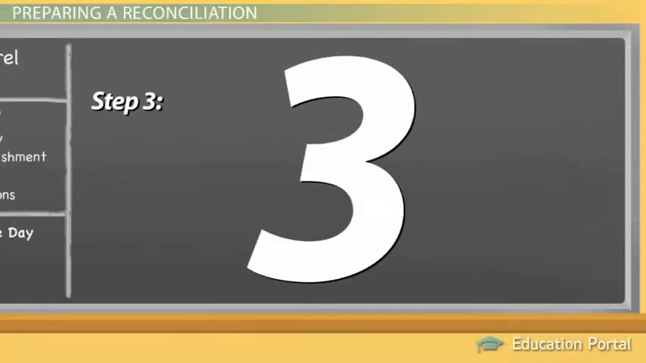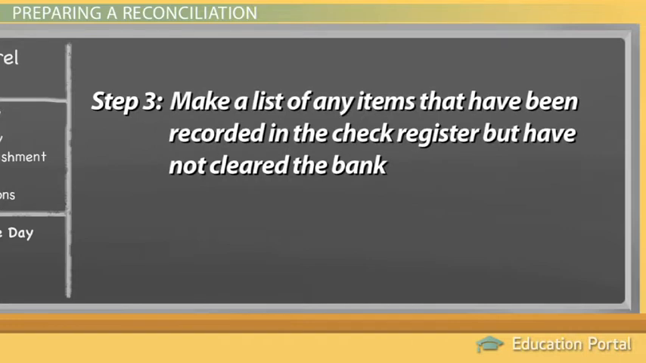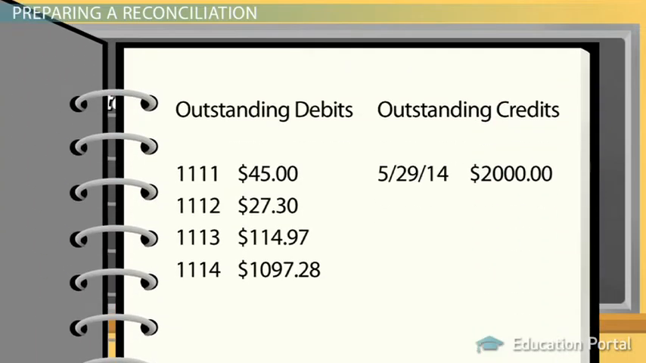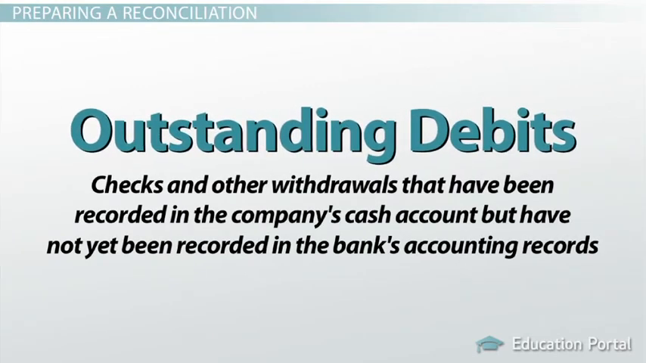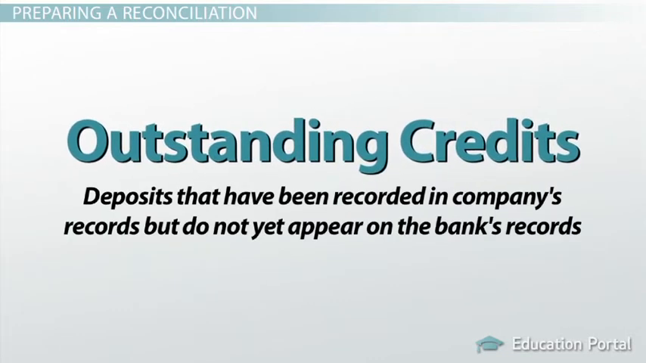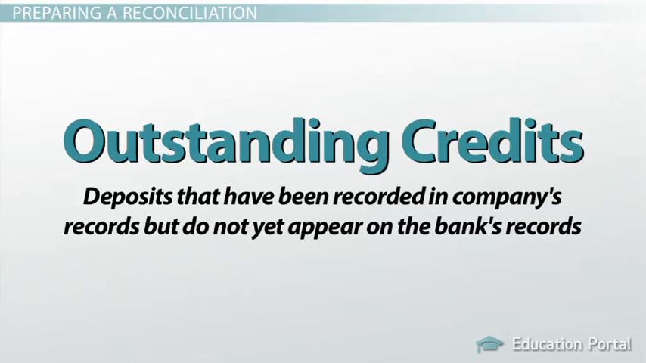Step 3. Once you have marked the items that are cleared on the check register, you move to the next step. In this step, you'll make a list of any items that have been recorded in the check register but have not cleared the bank. Typically, a company will always have outstanding debits in the month. Outstanding debits are checks and other withdrawals that have been recorded in the company's cash account but have not yet been recorded in the bank's accounting records. There may also be outstanding credits that need to be accounted for. Outstanding credits are deposits that have been recorded in the company's records but don't yet appear on the bank records.